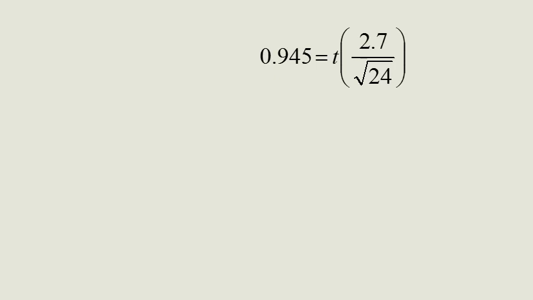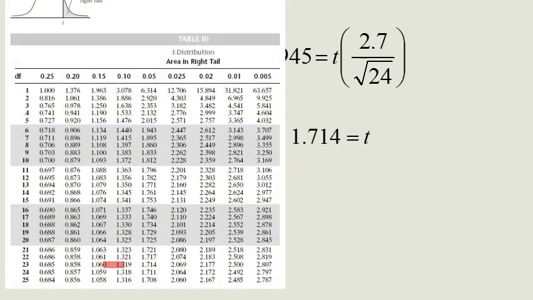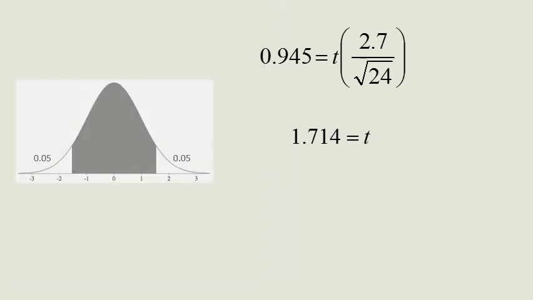Plugging in s and n and solving for t, we get t equals 1.714. Remember that we have 23 degrees of freedom, so looking along that row in the t-table, we see that this corresponds to a tail area of 0.05. Since this area must appear in both the left and right tails, this means that we have the middle 90% area in the t-distribution, therefore we have 90% confidence.